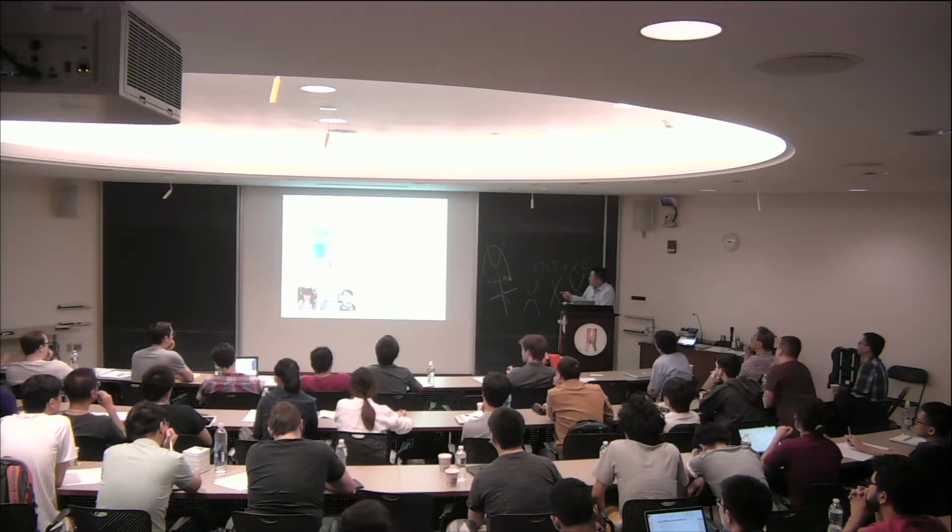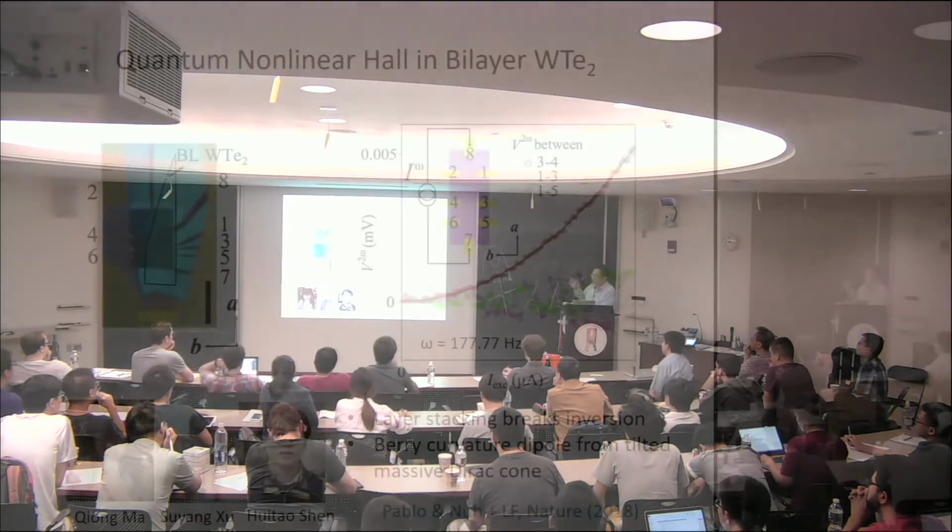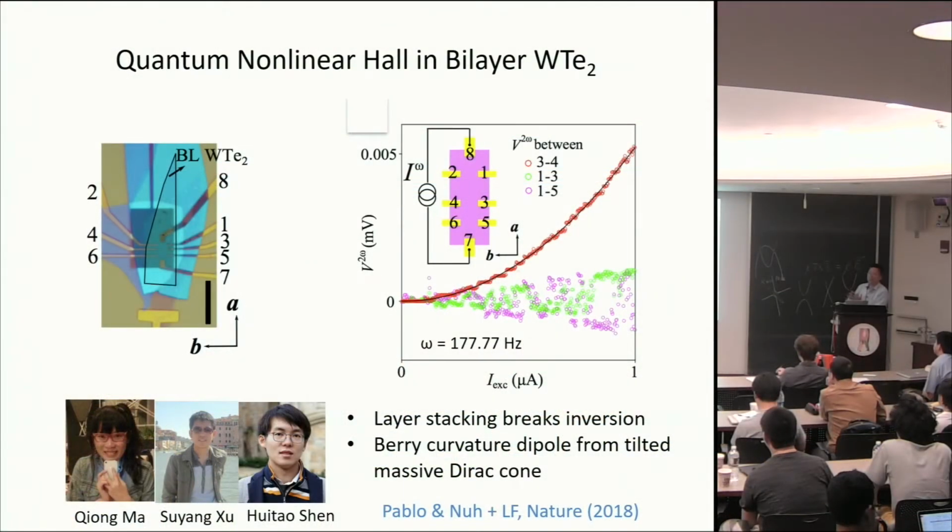So I've described that monolayer tungsten ditelluride is a 2D TI. You take two layers together, it's not topological anymore, because a 2D TI has a Z2 index. Two layers is equivalent to topologically trivial. However, it turned out to have a very large Berry curvature dipole, as I'll describe.